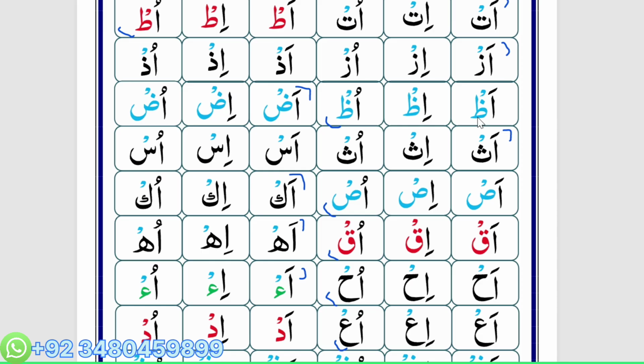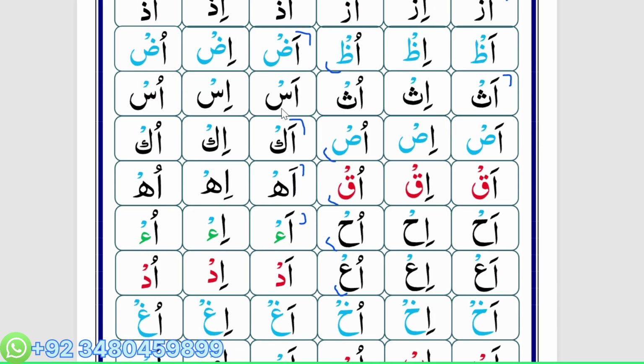Wa is from mustalia letters and is not from safiria letters, so it will be pronounced in a thick tone but without whistle. Okay. Hamza wa zabar al, Hamza wa zer is, Hamza wa pesh o, al is o. In this way. Al is o without whistle. Hamza dad zabar ad, Hamza dad zer id, Hamza dad pesh ud, ad, id, ud.